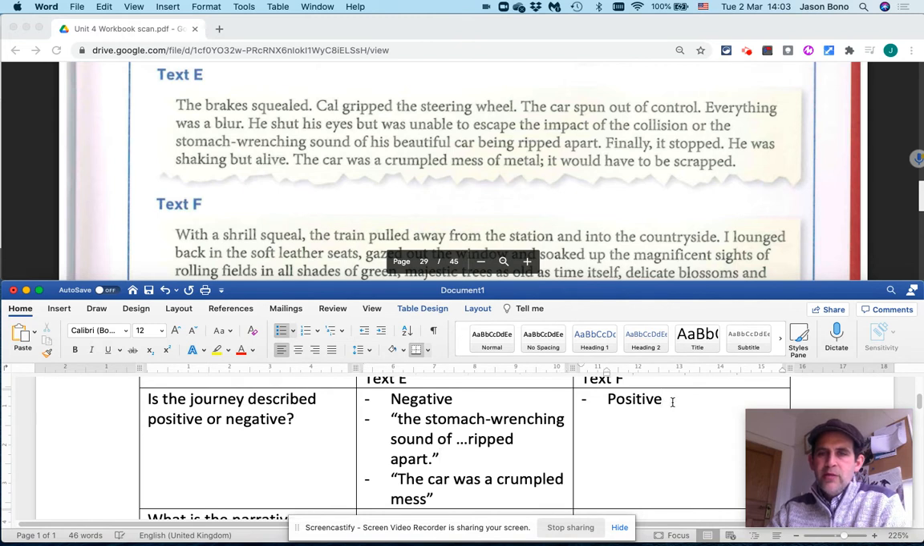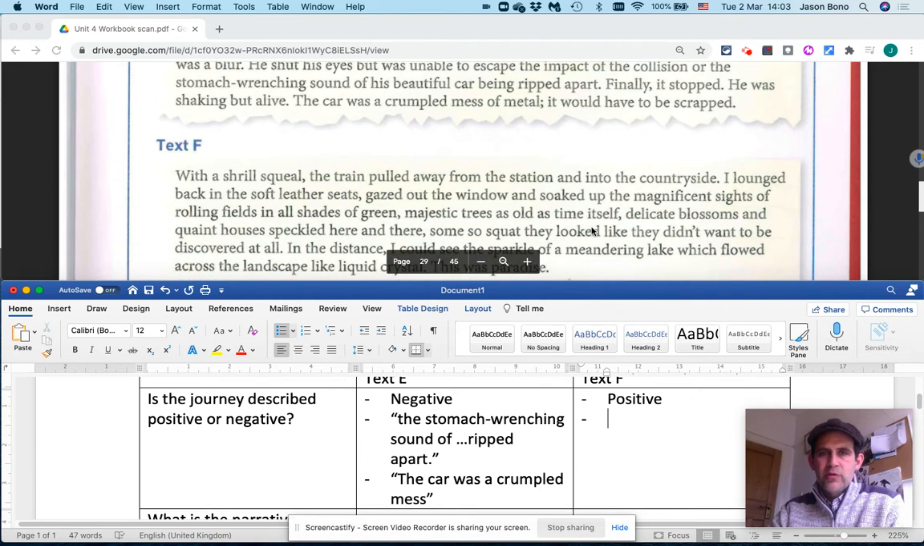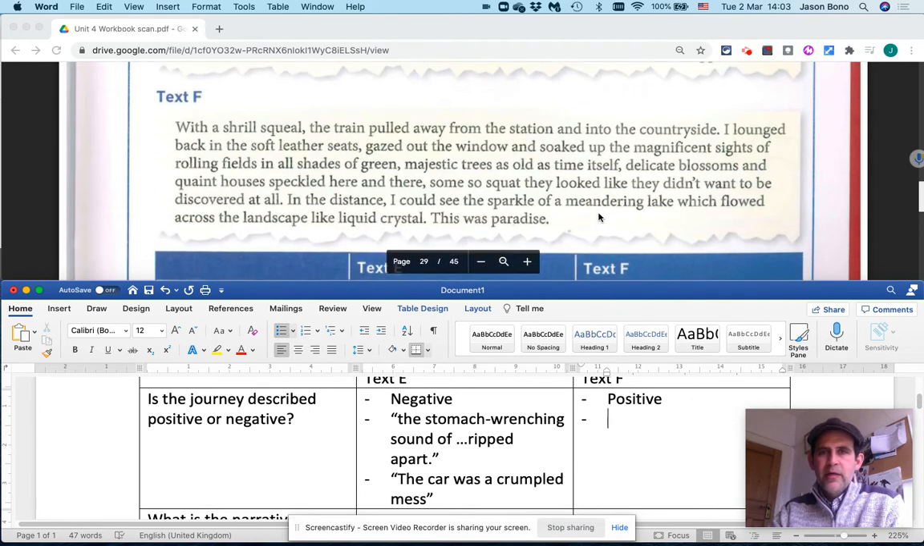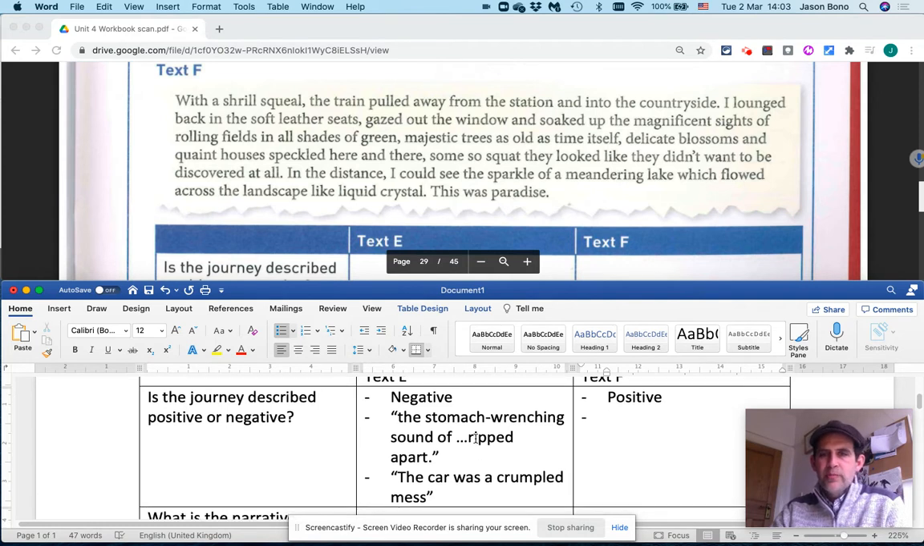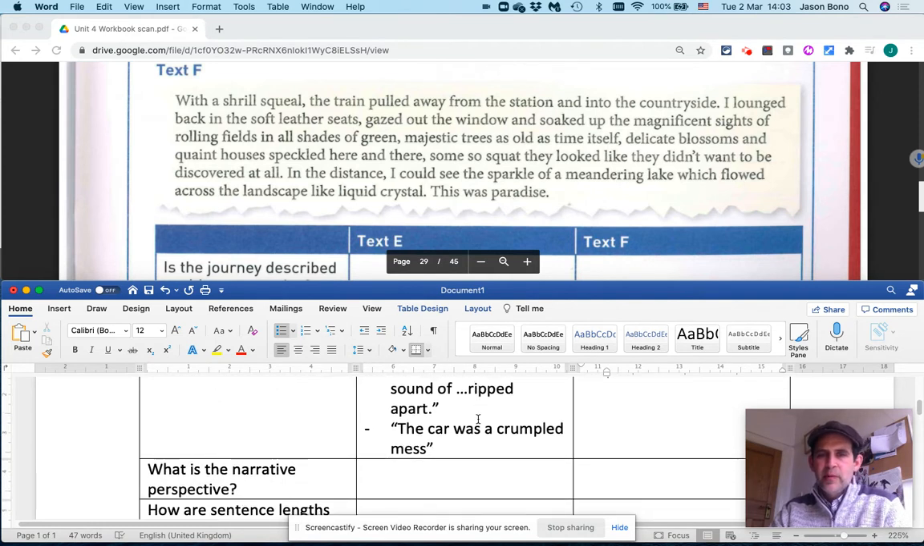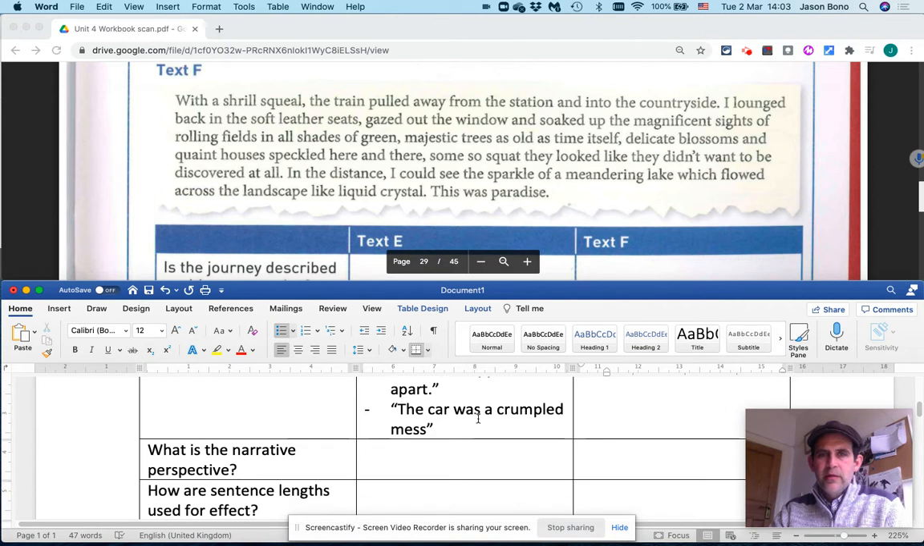Then you can do the same for the positive side. What is it that shows you that this is a positive description? There's no shortage of things that you can choose, so try to focus in on the things that are most important or most powerful. I'm not going to do everything for you here. I'd like you to come up with some of your own ideas.